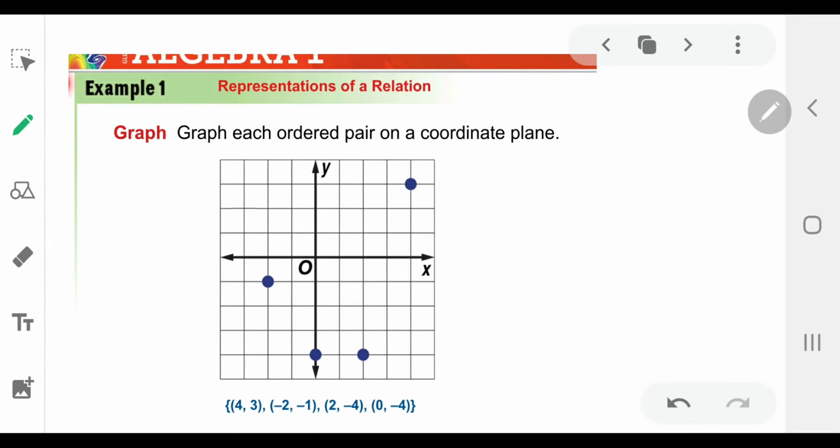And here is how to graph it. 4, 3, here is the 4. This is the x. And then we go 3 up over the y. So this is the first point for 3. And then we have negative 2, negative 1. Here is negative 2, negative 1. And then we have 2, negative 4, the third point. And the last one here is 0, negative 4. Another way to represent a relation is using graphing, on the coordinate plane.